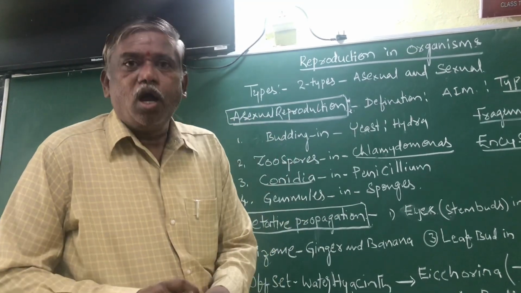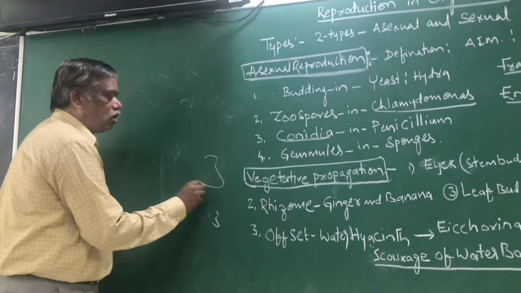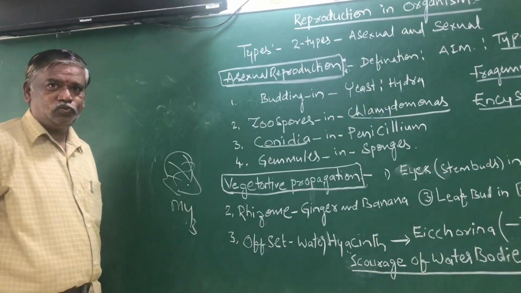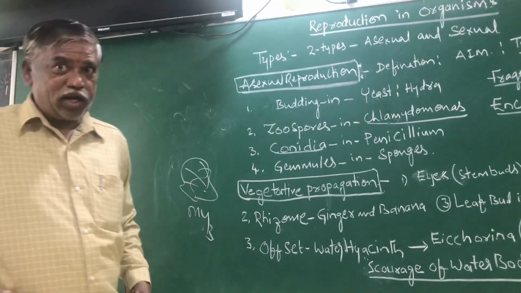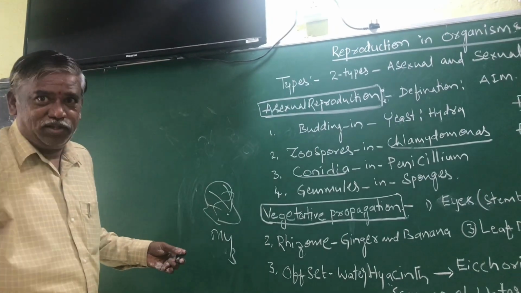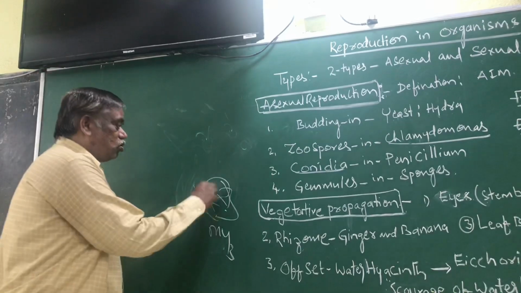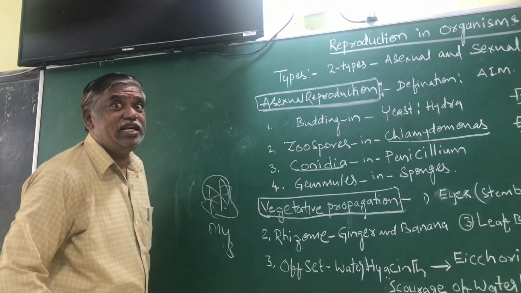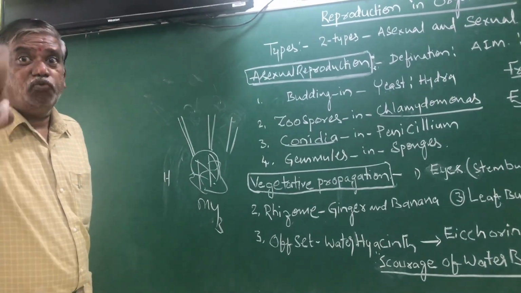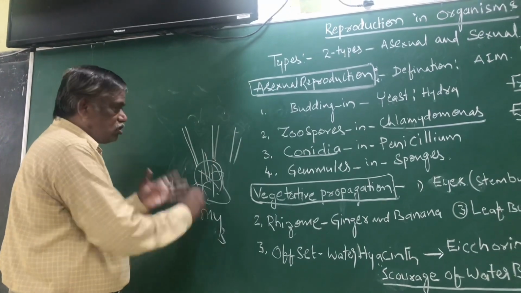Now come to this. The fungal body is called mycelium. Like the human body is made with cells, this mycelium is made with some filamentous cells. Each filamentous cell is called a hypha. Hypha is the unit of mycelium. Now, like this, many hyphae.